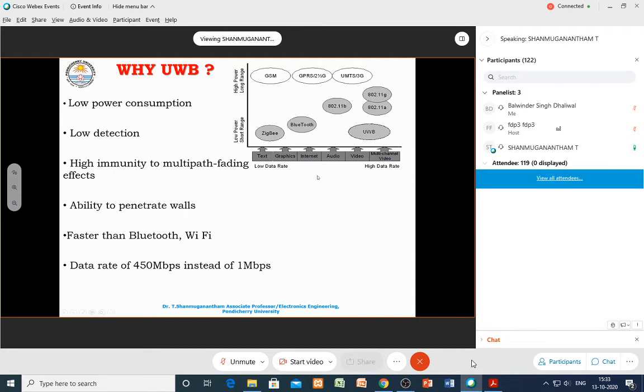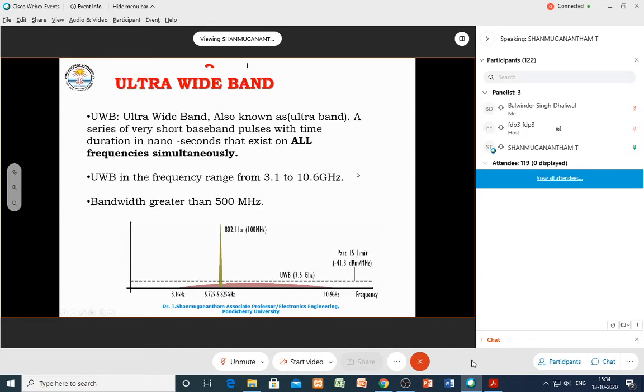And so this is the comparison of ZigBee, Bluetooth, GSM, GPRS, UMTS, IEEE 802.11b, and 802.11a. This range is UWB. Particularly for video and multi-channel video applications, the UWB channel is applicable. This ultra wideband uses very short baseband pulses, on the order of nanoseconds, that exist at all frequencies simultaneously. The UWB frequency range covers 3.1 to 10.6 GHz, and the bandwidth is much greater than 50 MHz.